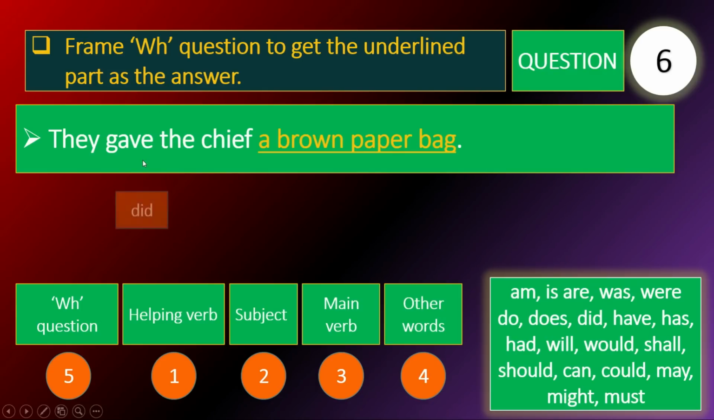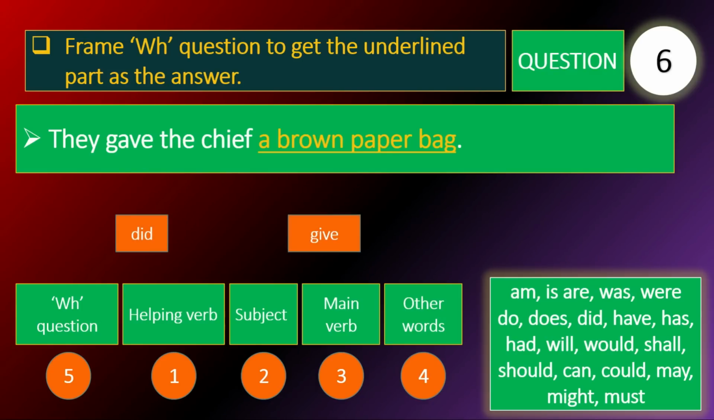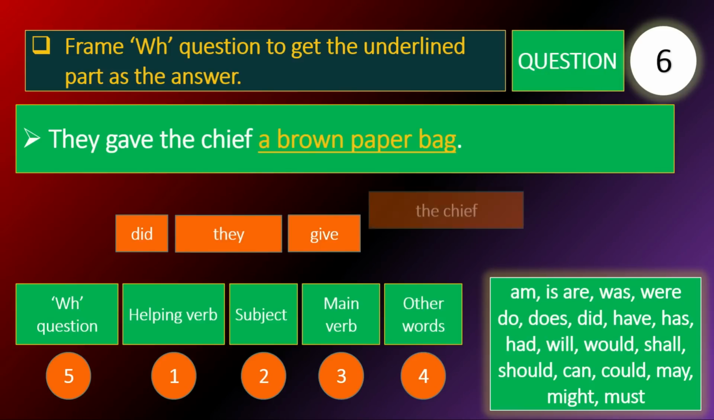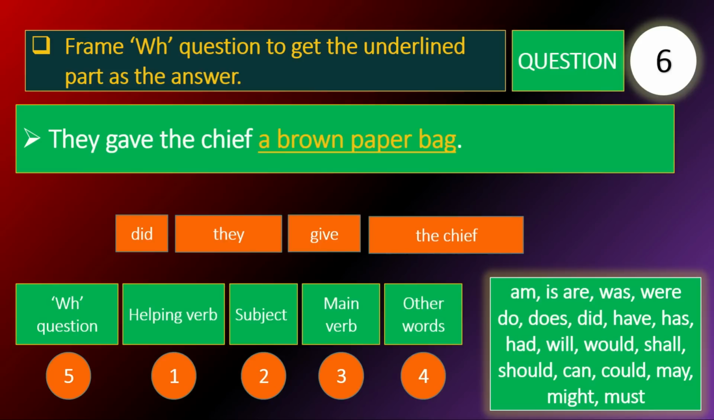First one, helping verb, we have already discussed. Did and main verb give. You use the subject they. Did they give? Question mark. Did they give the chief a question mark? Now you can put what at the beginning. What did they give the chief? Answer, a brown paper bag.